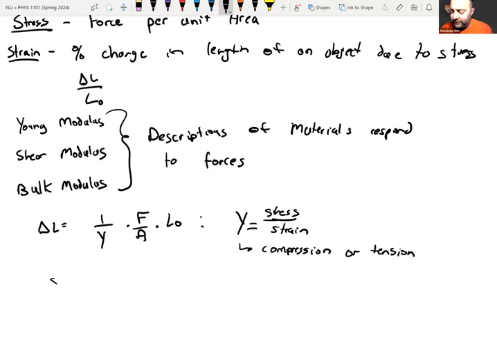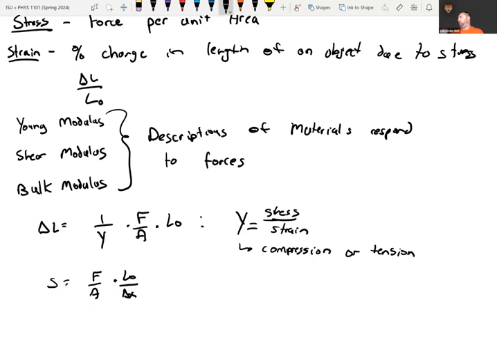Then the shear modulus is very similar. It would end up being F over A times L naught over delta X. Now, the idea with that is a shear force is something that's acting perpendicular to the long dimension of the object. So basically you can have this sideways deformation. That's why they give it delta X instead of an L, but it still ends up being a stress against a kind of strain.